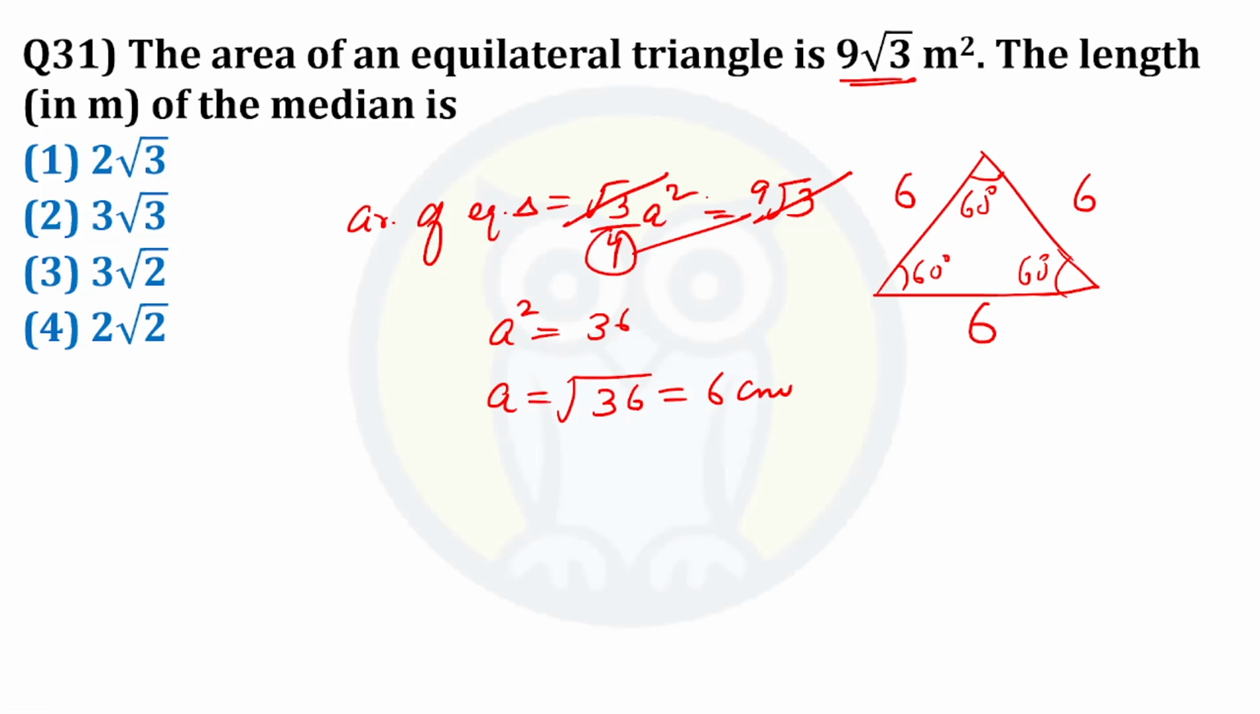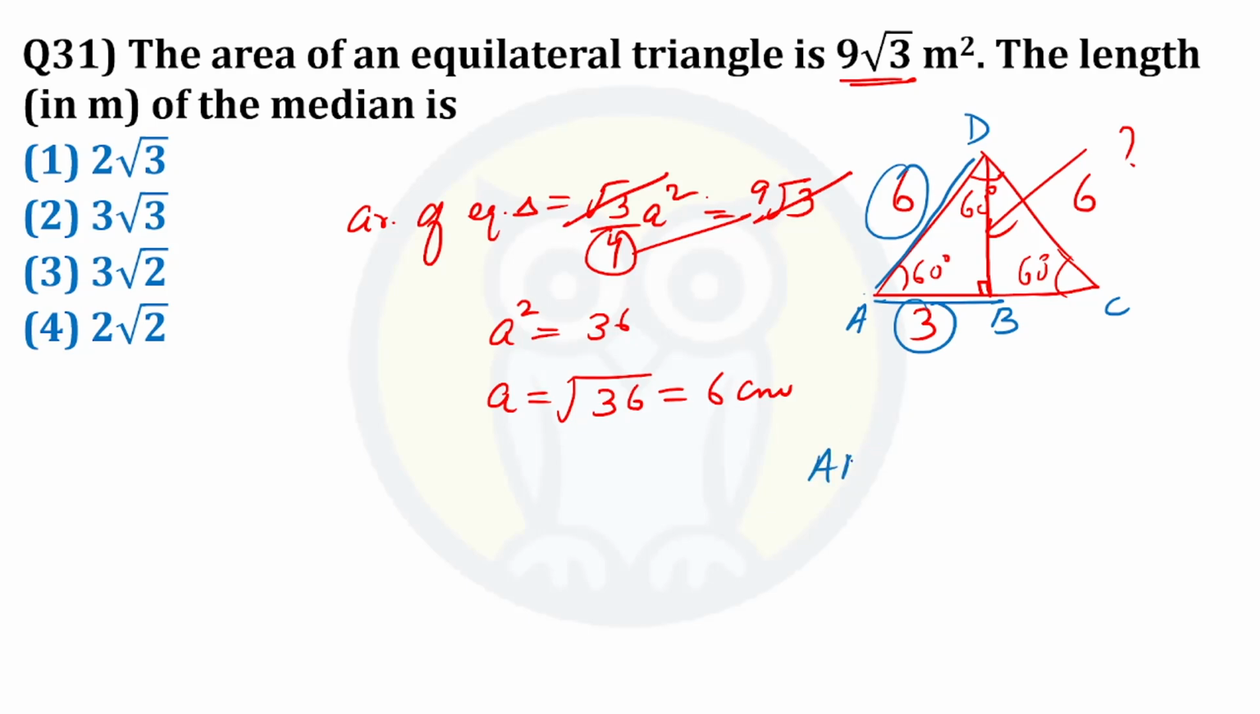The question asks for the length of the median. If the whole side is 6, the median divides the base into 3 and makes 90 degrees. To find the length we use the Pythagoras theorem. In triangle ABC with median AD, the hypotenuse is 6 and the base is 3, and we find the median.